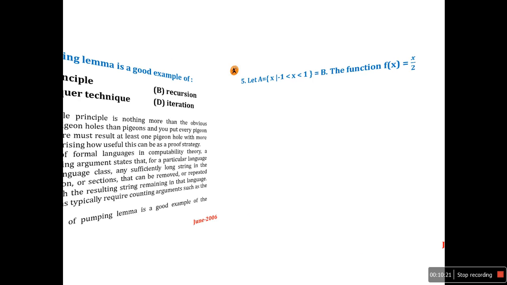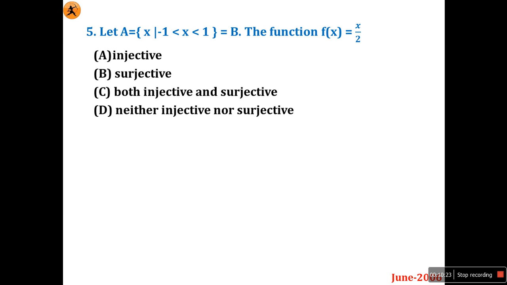Next question is: let A be the set of x, where x takes values from -1 to +1, equal to B. The function is x by 2, meaning x takes any value, divided by 2. Is this function injective, meaning one-to-one, surjective, meaning onto, or both one-to-one and onto, meaning bijective, or neither?